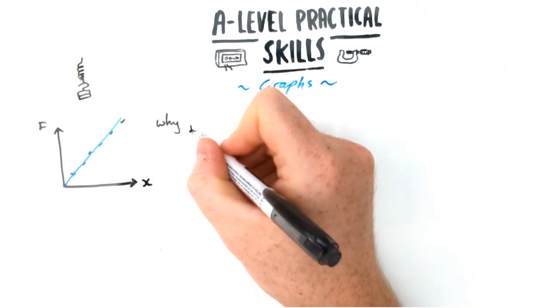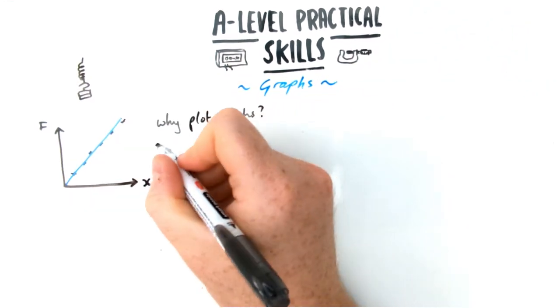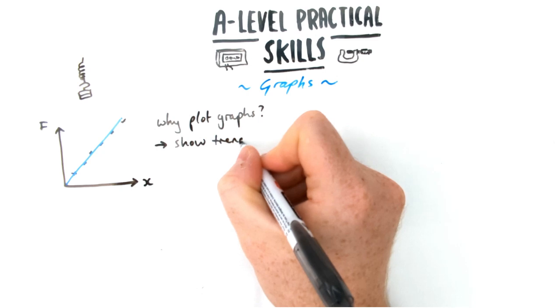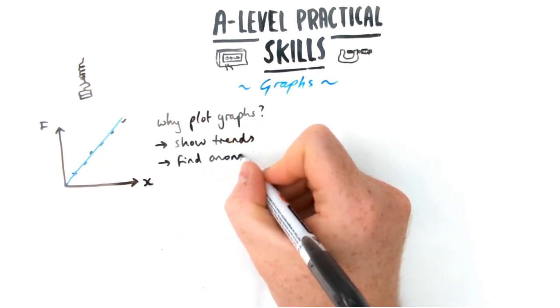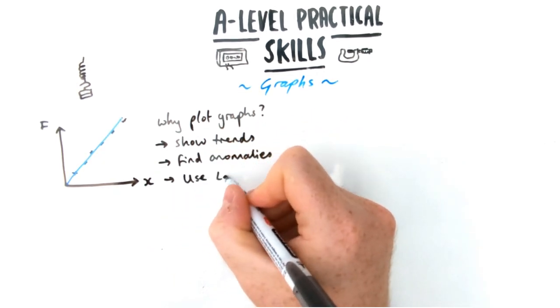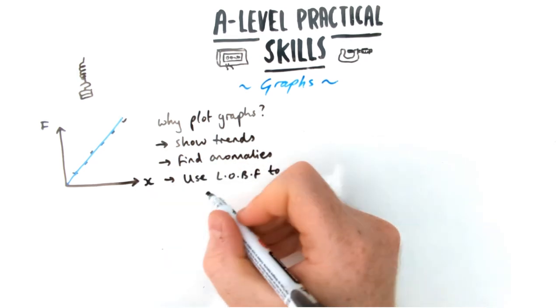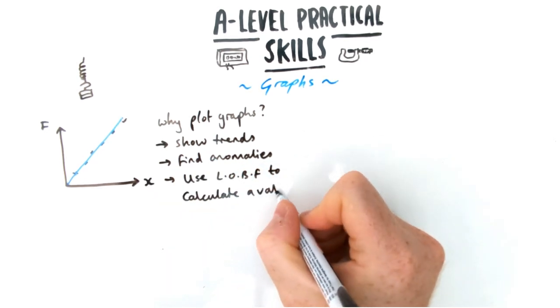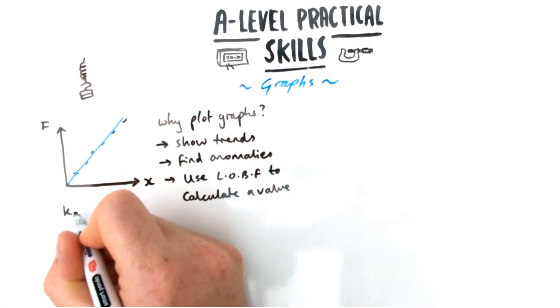Knowing why we plot graphs and what graphs to plot is an essential part of A-level practical work in physics and in any science. There's a couple of obvious reasons why we plot graphs. We can show trends, and lines of best fit can show up anomalies, but more importantly, we can use the line of best fit to calculate different values. So let's take this example here.